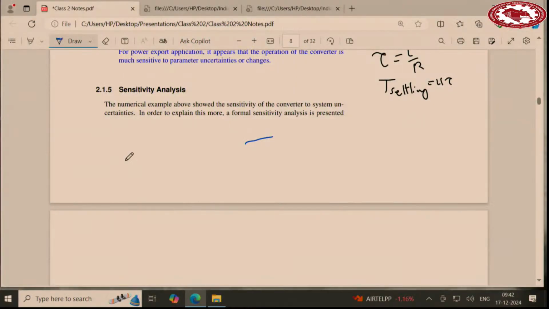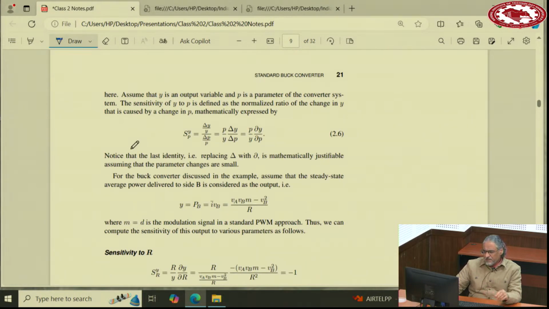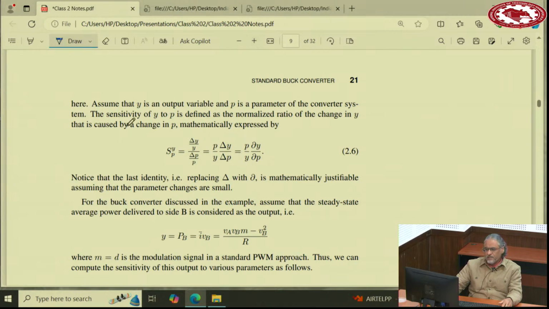So for that reason, let's do a sensitivity analysis, because this topic is sensitivity now. Our circuit is sensitive to some parameters. Let's say the input voltage, the output voltage, the resistor. Find out an equation for the sensitivity, and then looking at that equation, we can find out how we can fix the problem. So sensitivity analysis, this is a relatively standard sensitivity analysis that I explain here.